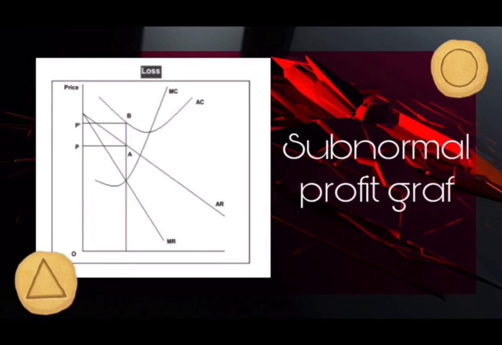The average revenue is OP and the average cost is OP. Therefore, the firm is incurring an average loss of PP, and the total loss is PP and BA. In the short run, a monopoly sometimes sets a lower price and encourages losses to keep new firms away.